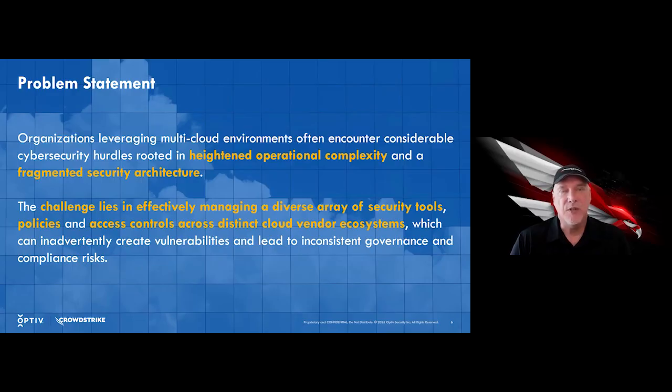From CrowdStrike's research and threat reports, which we publish on a quarterly and annual basis, cloud breaches can occur in less than an hour, sometimes in just a few minutes. Adversaries are often now just logging in with stolen credentials. So the built-in cloud tools aren't adept enough to thwart this.